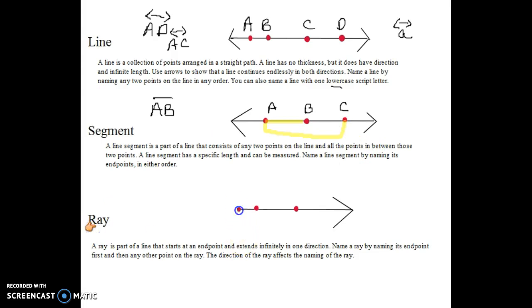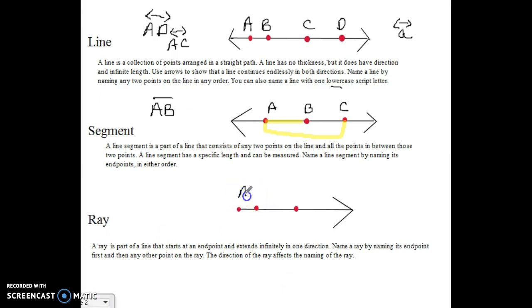A ray. Notice the difference in a ray is we have a line here, but we don't have an endpoint. So it's kind of like half of a line. A ray is going to be part of a line that starts at an endpoint and extends infinitely in only one direction. To name a ray, you're going to name it with the endpoint first and then any other point on the ray that goes in that direction.